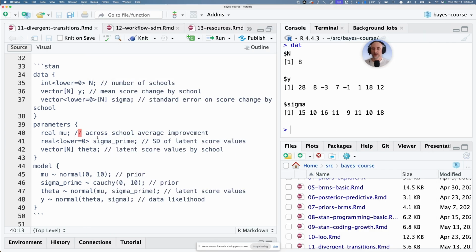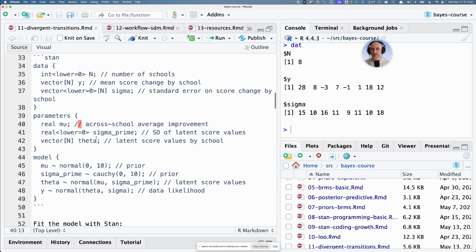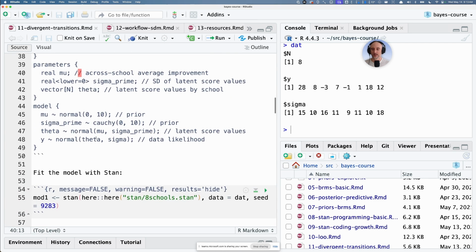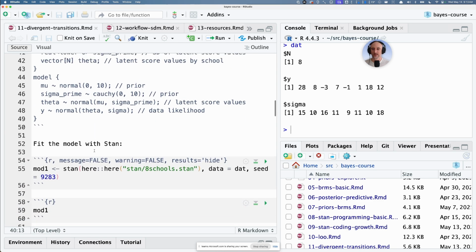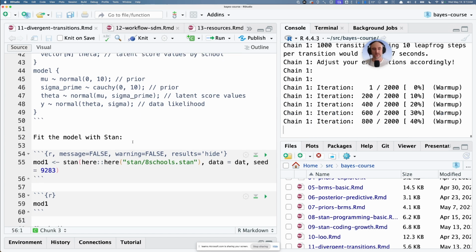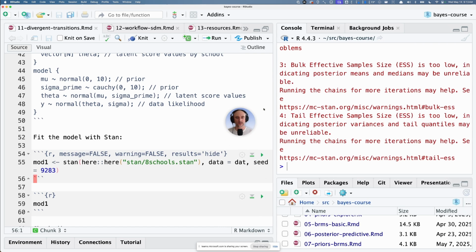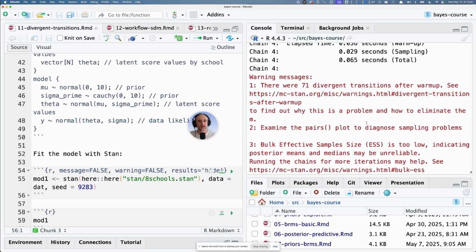So what I have here is that Stan code in the RMD file. And if we fit this simple model in Stan, which I can do here on line 55, I get all sorts of warnings. It says there were 71 divergent transitions after warm-up. See this website to find out why this is a problem and how to eliminate it.